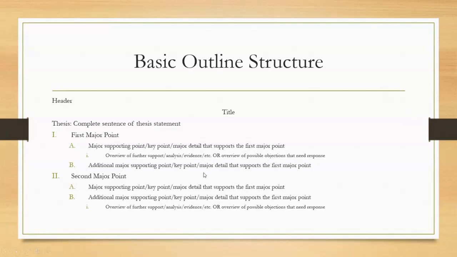And then if you have any additional levels, this might be further support or analysis or evidence, or possible objections that need response. However you want to provide that information, just make sure that for every major point, you need at minimum 2 levels of major supporting point. So I should not see Roman numeral 1 and then just an A under it, right? That's not enough to support an argument. You need at least 2 levels, okay? I would say that you could probably provide 3 levels or 4 levels, but that depends, okay?